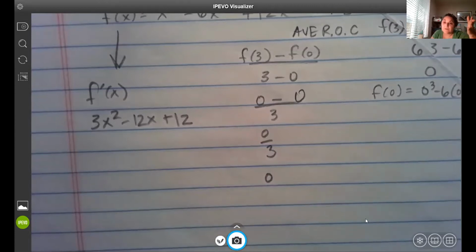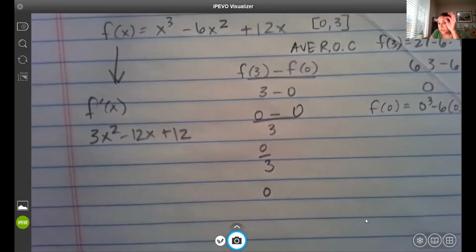Now I might end up getting 2. That means that the average rate is equal. That means that the derivative is equal to 0 in more than one place. But I'm only wanting to prove it for the interval that they're asking. So anyhow, I'm going to move forward.